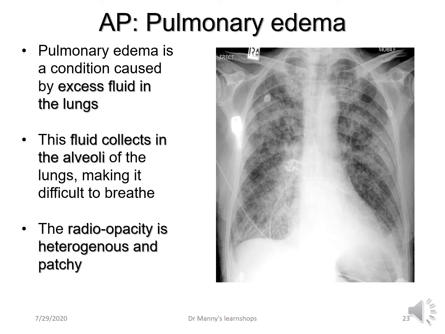Pulmonary edema basically means the lungs are becoming edematous. Typically, this can be related to heart failure, or it can be related to some non-cardiogenic situations such as acute respiratory distress syndrome, which we'll be looking at. Pulmonary edema is typically a condition associated with excess fluid in the lungs. This is where fluid collects in the alveoli, whether it's directly in the alveoli or the interstitium. Because the fluid collects in the alveoli, gas exchange is impaired, and it makes it difficult for the person to breathe. The radiopacity, however, is heterogeneous and patchy.